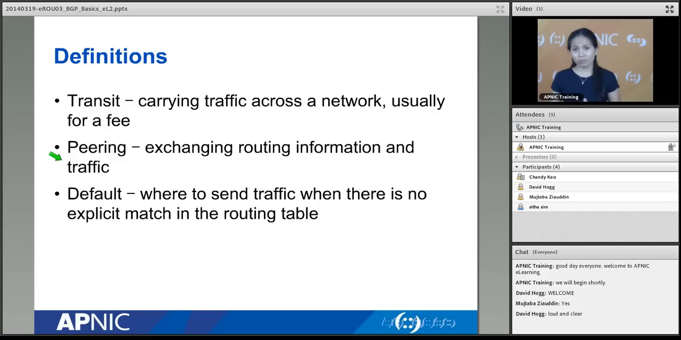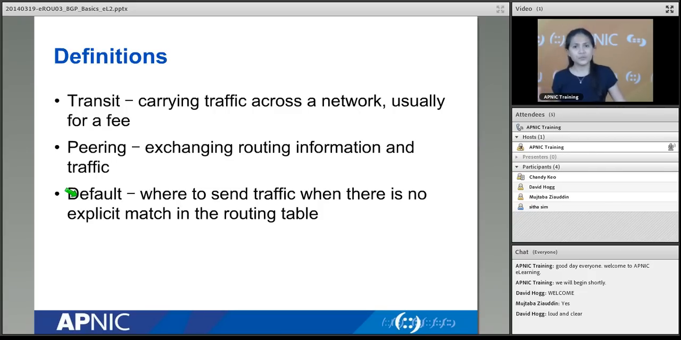Now the third one is default. Default is where you send your traffic when there is no explicit match in the routing table. Now we've said that in order for you to send a message or a packet to an IP address, you should have information of where to send that packet. Like I have a block of IP addresses on my routing table, and my next hop will be this router.